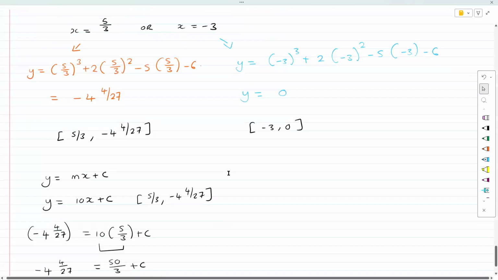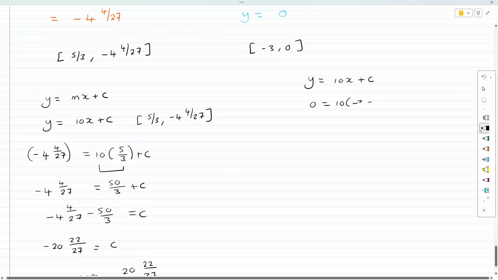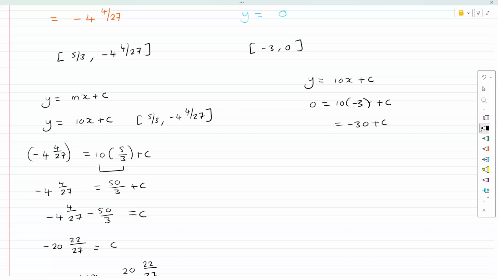And the next one is quite the exact same thing. y equals 10x plus c. y is 0. That's 10 into minus 3 plus c. That equals minus 30 plus c. Guys, I am moving fast through this because this is a straight line. I do expect all of you to know the straight line by now, especially if I'm teaching you. So that's y equals 10x plus 30. And that should be all there is to this question.